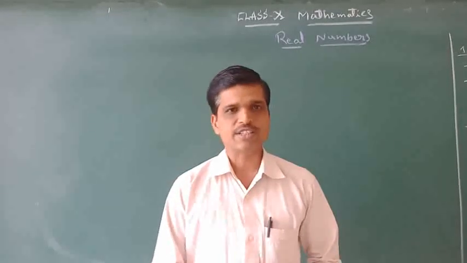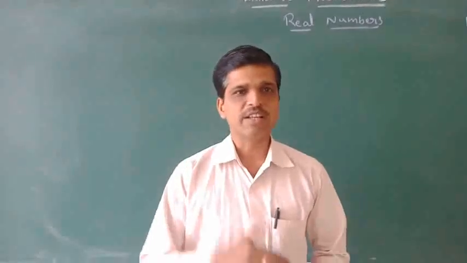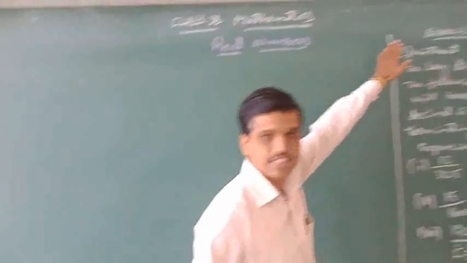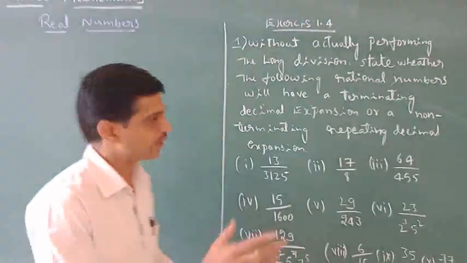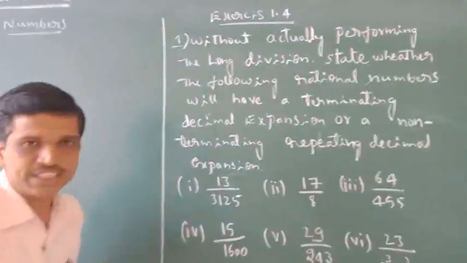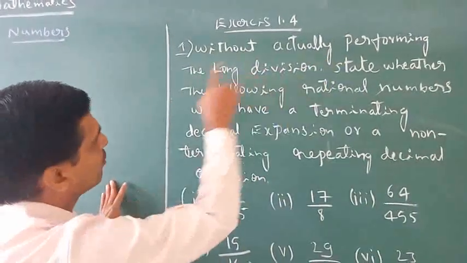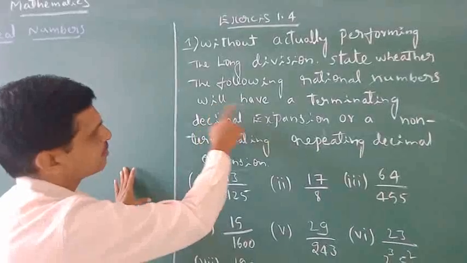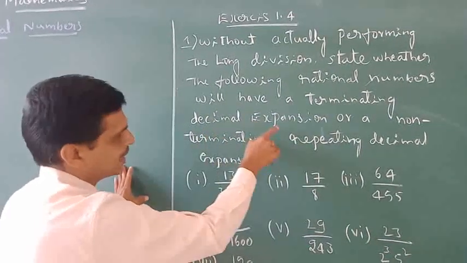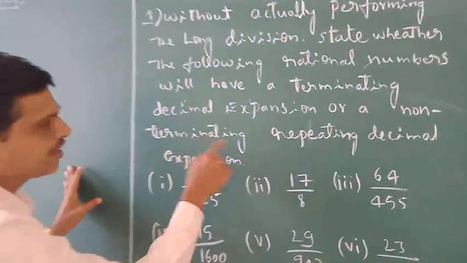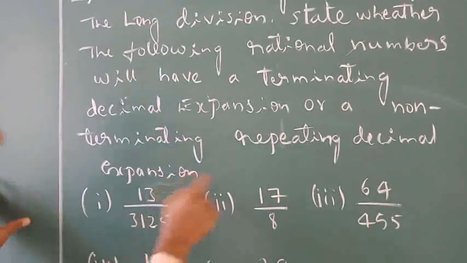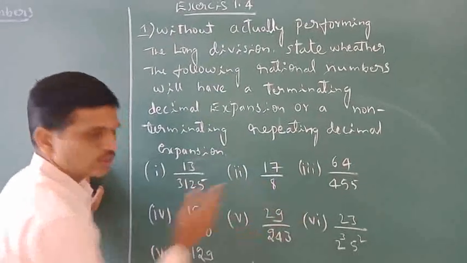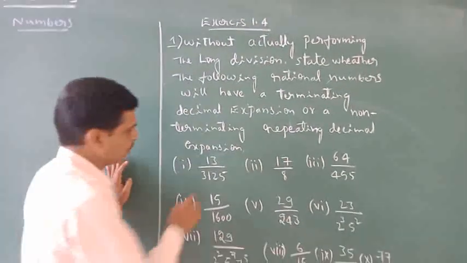Today we are going to discuss the problems on the real numbers, the last exercise, that is exercise 1.4. So here I have already written. See the question: without actually performing the long division, state whether the following rational numbers will have terminating decimal expansions or non-terminating repeating decimal expansions. So here so many examples are written. This is already in the textbook.